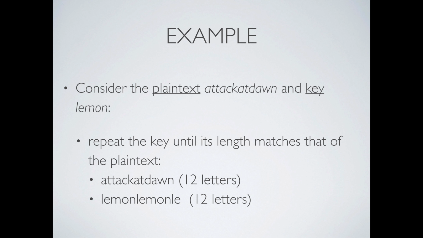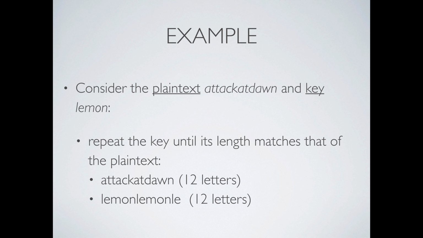Alright, so the way Vigenere cipher works is you basically repeat the key so that you have enough characters in your key to match up with characters in your plain text. So for example, in this case, attack at dawn, that has 12 characters. So we'll just repeat lemon a couple of times so that it has at least 12 characters.